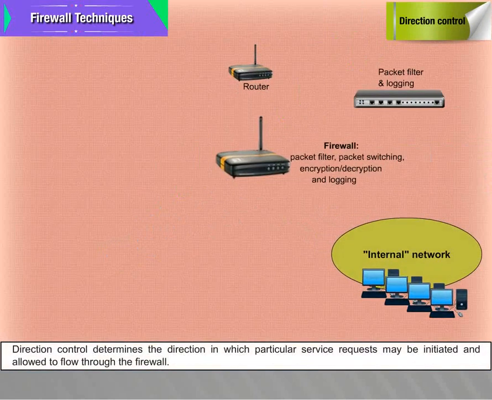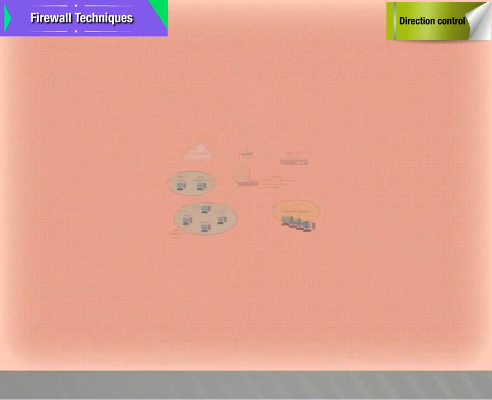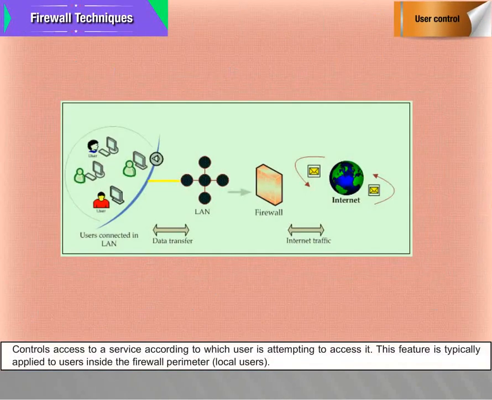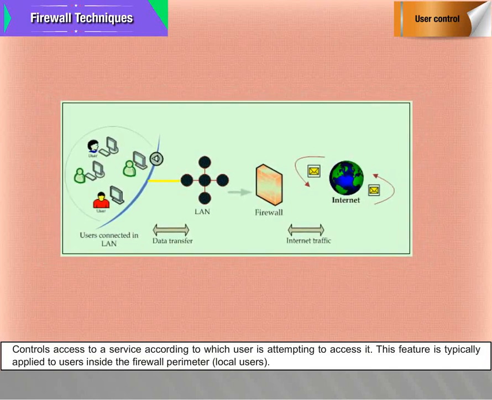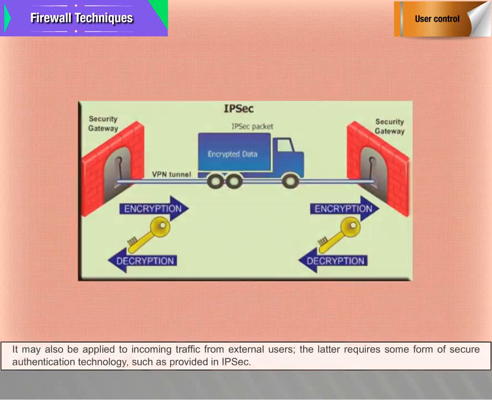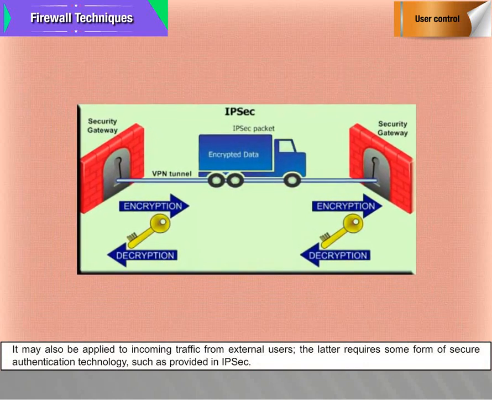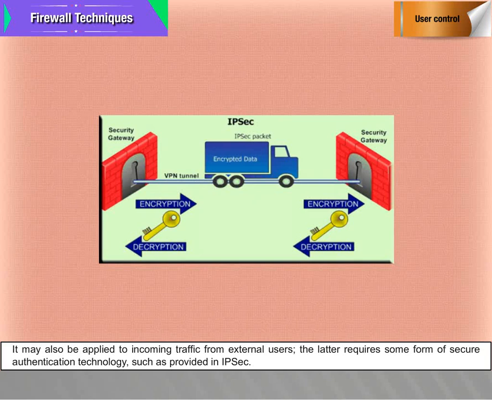Direction control. Direction control determines the direction in which particular service request may be initiated and allowed to flow through the firewall. User control controls access to a service according to which user is attempting to access it. This feature is typically applied to users inside the firewall perimeter, that is, local users. It may also be applied to incoming traffic from external users. The latter requires some form of secure authentication technology, such as provided in IPsec.